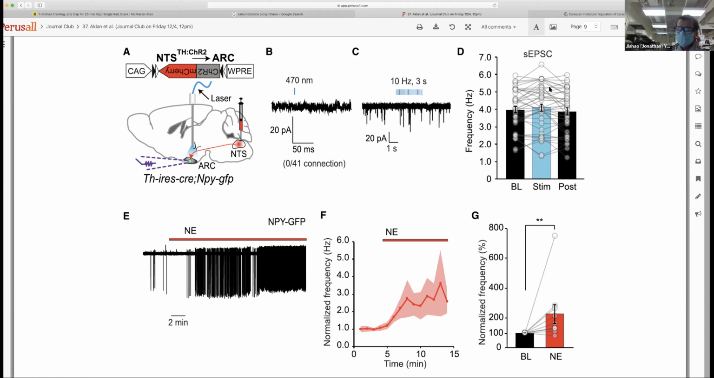So they're using the same similar channelrhodopsin virus in the MPS, shining light in B and C. You see how you have connections in C, like exemplary connections. And you also have cases that show no connections, as in B. So B and C show the current is postsynaptic.